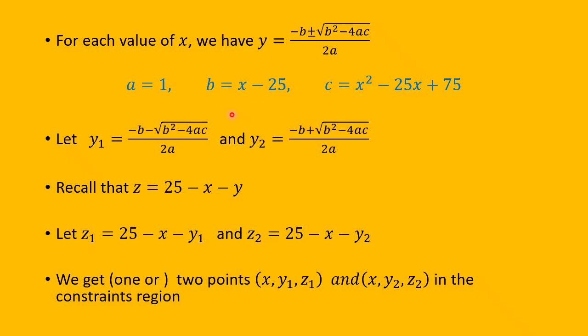Okay, and so we'll get two values, y1 and y2, for virtually every x value where the discriminant is greater than 0. If the discriminant is equal to 0, we'll just get two numbers here that are the same, one solution in that case. And remember that for our three-dimensional graph, the z-coordinate is going to be given by 25 minus x minus y. And so what we'll do is let z1 be 25 minus x minus y sub 1. Let z sub 2 be 25 minus x minus y sub 2. And so we're going to get one or 2 points, (x, y1, z1) and (x, y2, z2), in that constraint region that we're trying to graph.